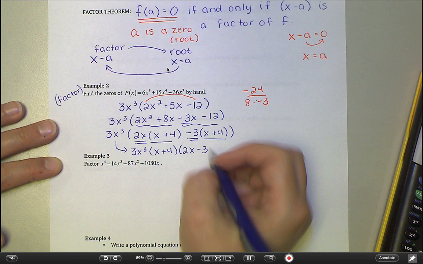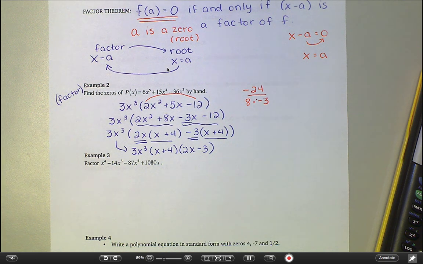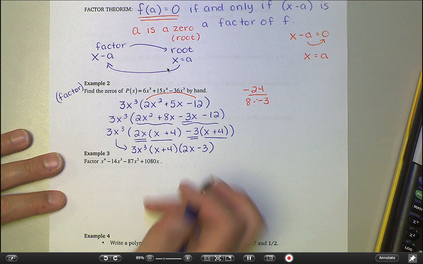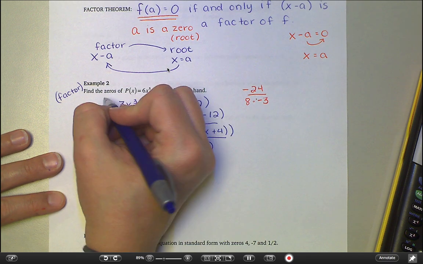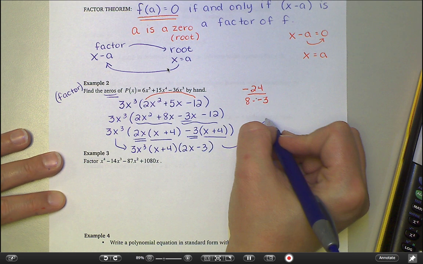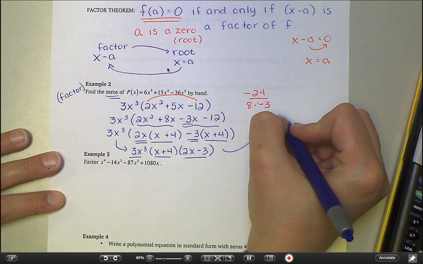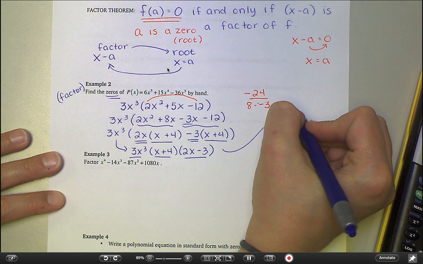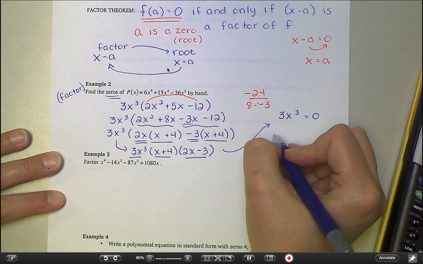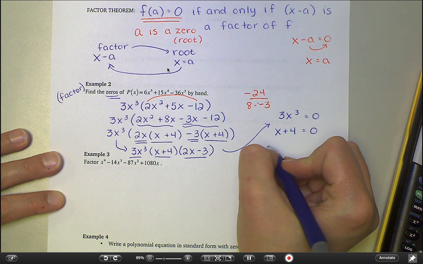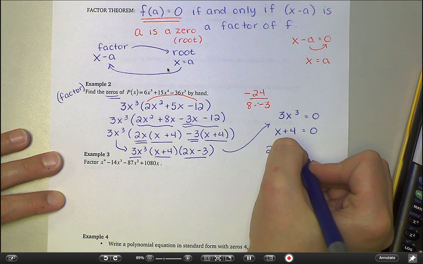Okay, so this right here down at the bottom, this was me factoring. This was all the stuff that we did last week and, beginning of this week and all that. Okay, this is me factoring. Now what I need to do is apply this factor theorem to find the zeros. Okay, and here's how that works. This says that each one of these could be set equal to 0. So 3x cubed could equal 0. X plus 4 could equal 0. And 2x minus 3 could equal 0.